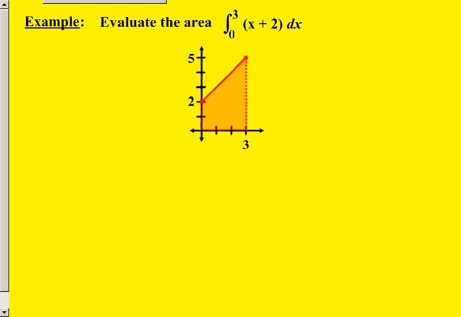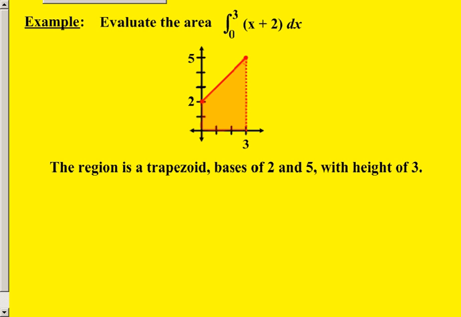Evaluate the area of the integral from 0 to 3 of x plus 2 dx. Okay, so there is your interval from 0 to 3. And as you can see, this one is not rectangular, but it is trapezoidal. Okay, we have two parallel sides of a quadrilateral. So we have bases of 2 units and 5 units. And height between those two bases is 3.